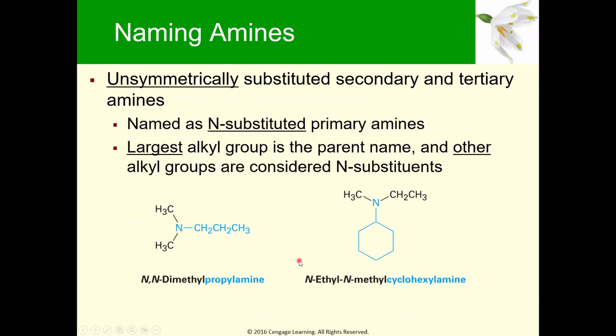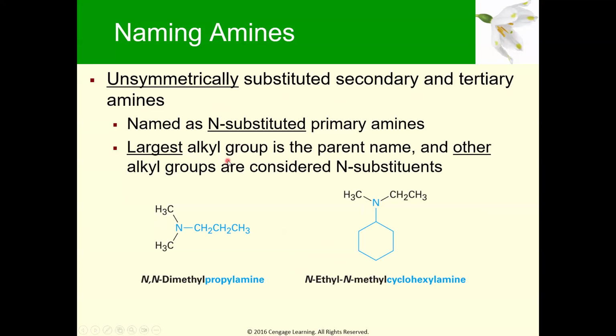Okay. Well, what if they are not the same? In that case, you need to pick the one that's the longest and name it according to that. And then you would name the other substituents on the nitrogen on their own, but with an N in front to indicate that they're attached to the nitrogen. So unsymmetrical, substituted secondary and tertiary amines are first of all named as N-substituted primary amines. So we kind of pretend that it's a primary amine, but then we load it up with prefixes to indicate that it's a secondary or tertiary amine. And you name it based on which substituent is largest.